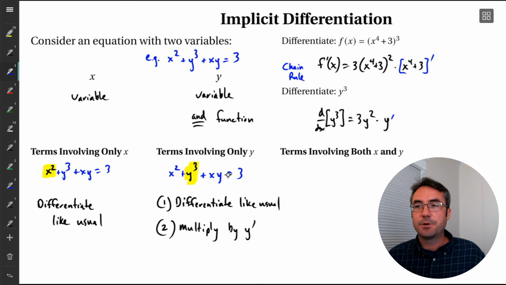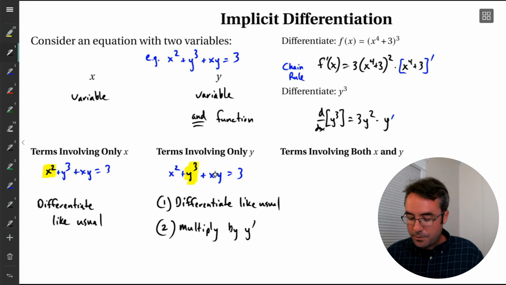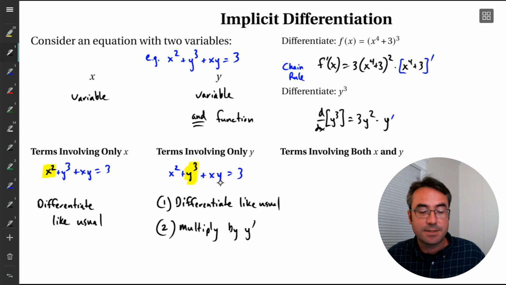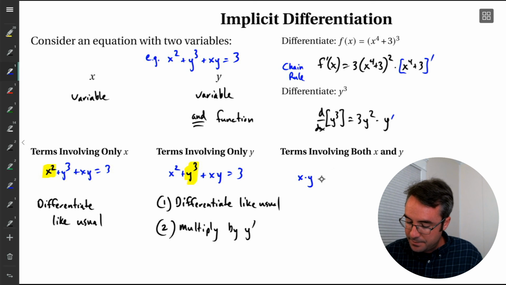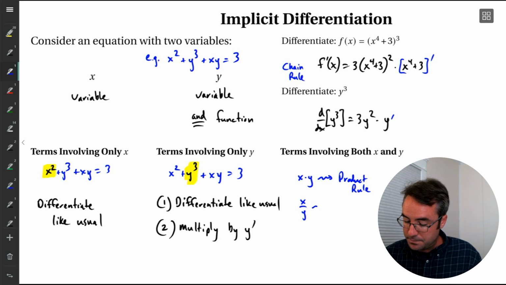But what happens if you have a term involving both x and y? What do we do then? Well, here we're viewing x as a variable, and we're viewing y as both a variable and a function. So again, there are hidden x terms inside the y. If we have an x times y, really this is like a product of two functions of x. So if we see an x times y, we might have to use product rule. So it depends on what you see. If you have an x divided by y or something like that, then you might have to use quotient rule. So it just depends on what that other term is.